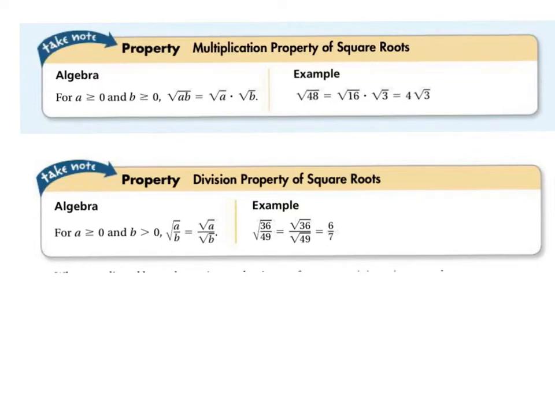Division property, again, same thing. If I have a over b all underneath the square root sign, that's the square root of a over the square root of b. Again, likewise, you can put it together if it works out better that way. Alrighty.